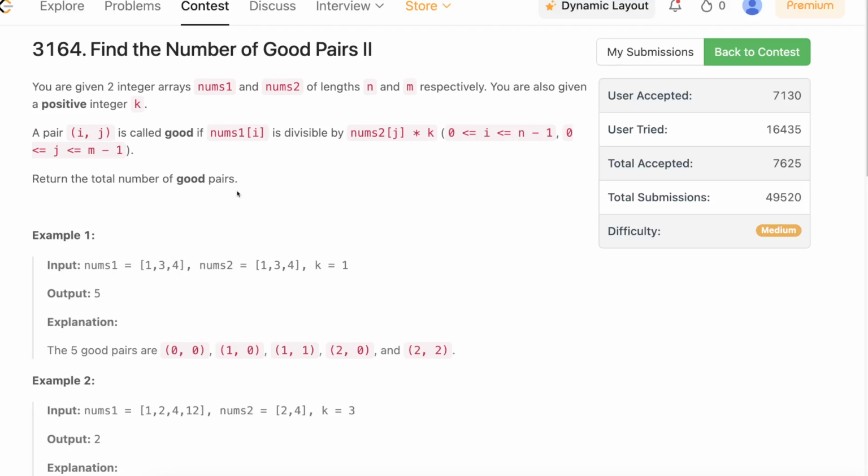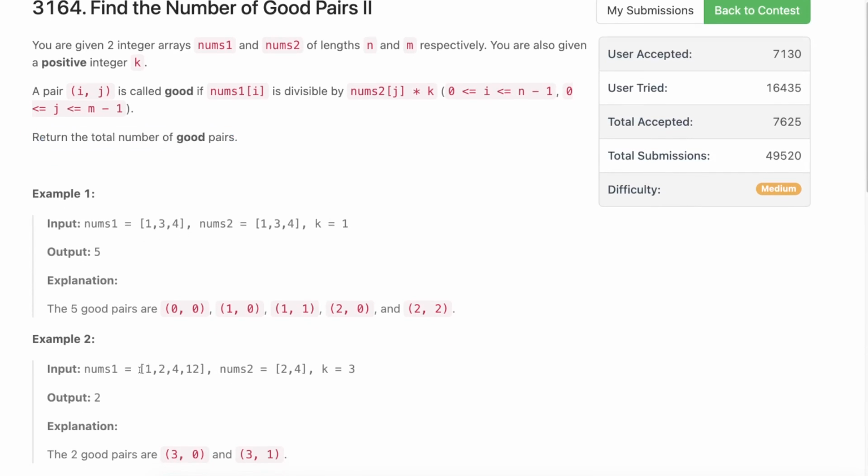The problem states that you are given two integer arrays nums1 and nums2 of length n and m, and a positive integer k. A pair is called good if nums1[i] is divisible by nums2[j] times k, and you return the total number of good pairs. So let's take an example. Let's say nums1 is 1, 2, 4, 12 and nums2 is 2 and 4, and k is 3. So we want to figure out how many pairs there are such that nums1[i] is divisible by 3 times nums2[j], right?